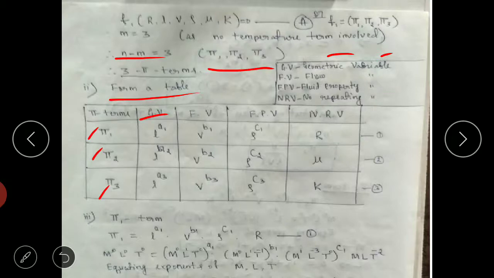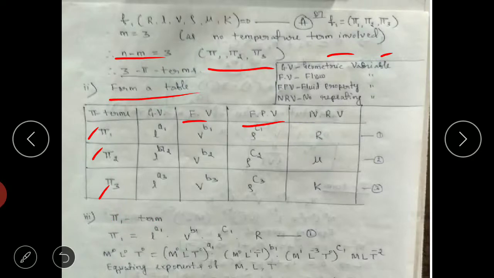Then we have to write down GV indicating geometric variable, FV indicating flow variable, FPV indicating fluid property variable, NRV indicating non-repeating variable, which are written here. So write down like this. If we get n minus m is equal to 4, then we get one more, pi 4, that will be the fourth one. Now as there are only 3, we get only 3: pi 1, pi 2, pi 3.